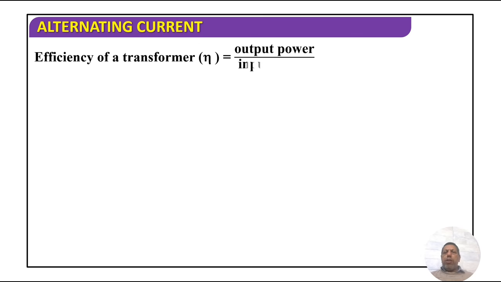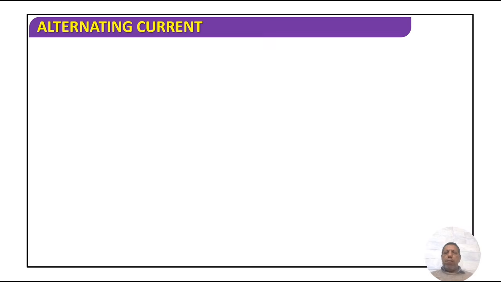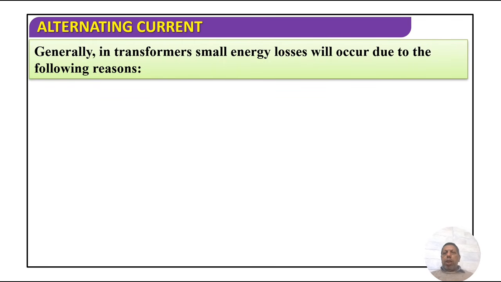Now, efficiency of the transformer, eta is equal to output power over input power multiplied by 100. Eta is equal to VSIS over VPIP into 100. Note, for an ideal transformer, eta is equal to 100%, since output power is equal to input power. Generally in transformers, small energy losses will occur due to the following reasons.